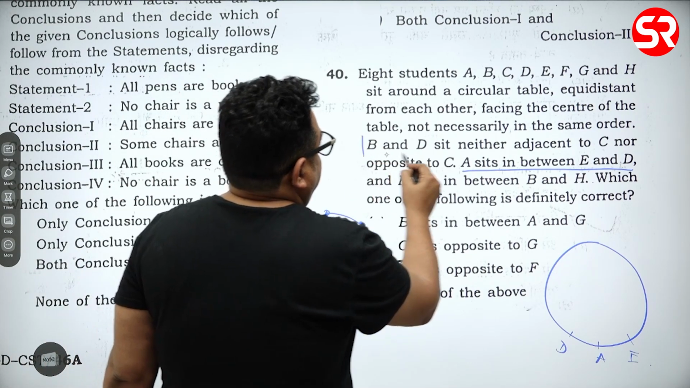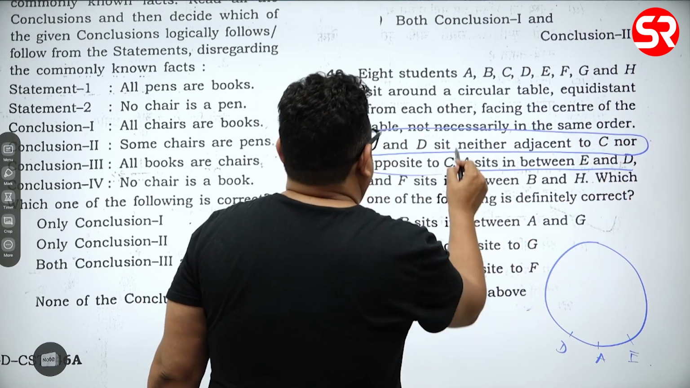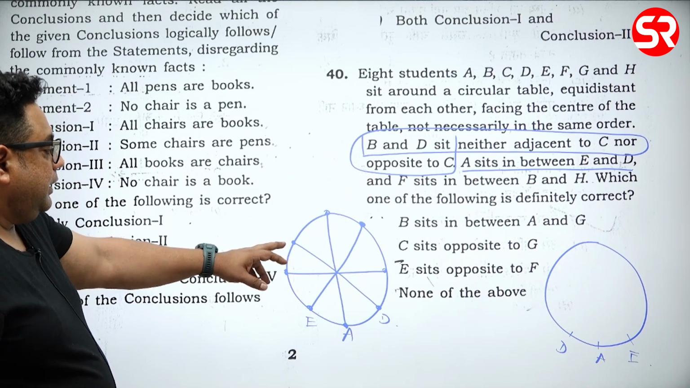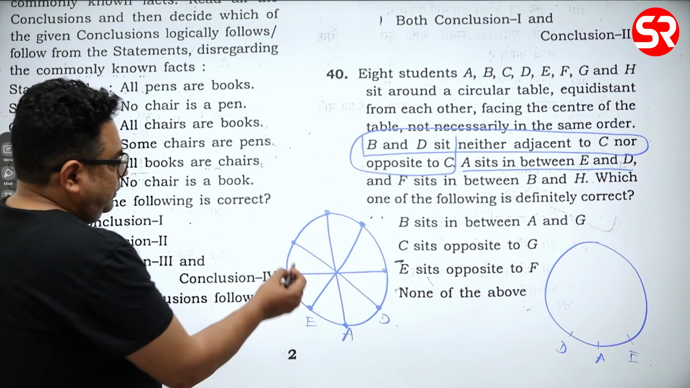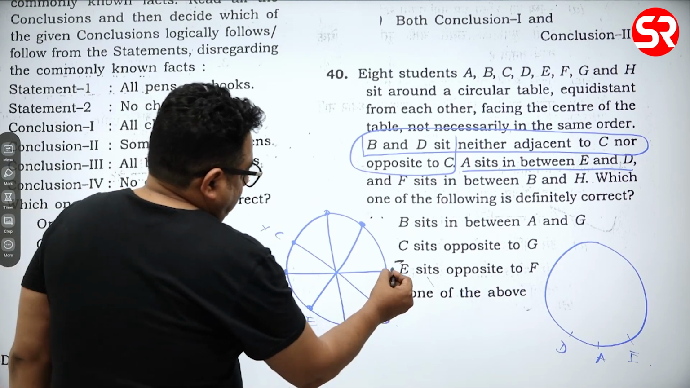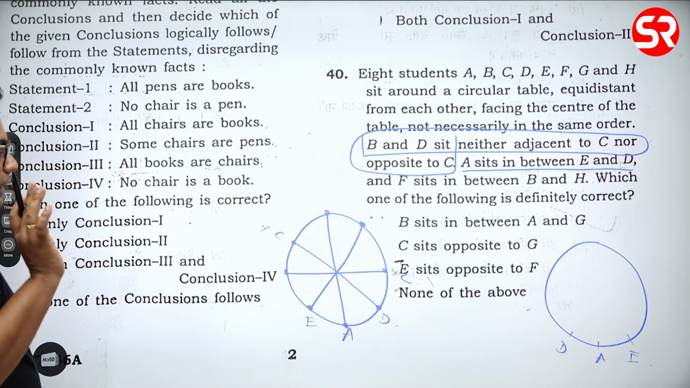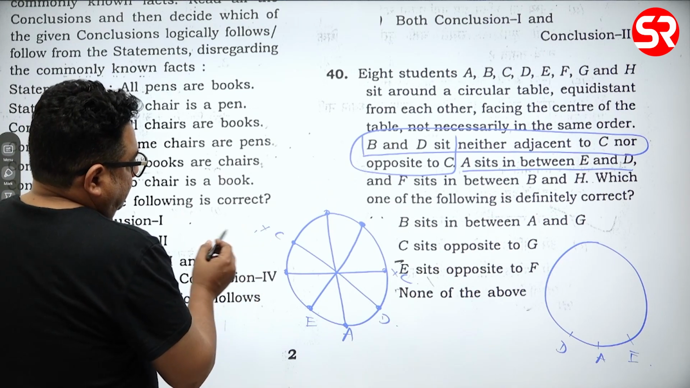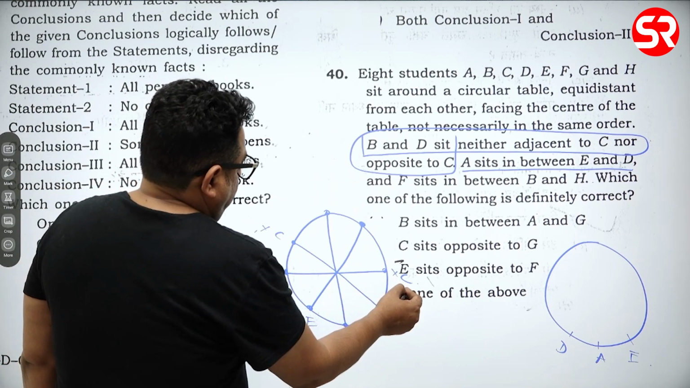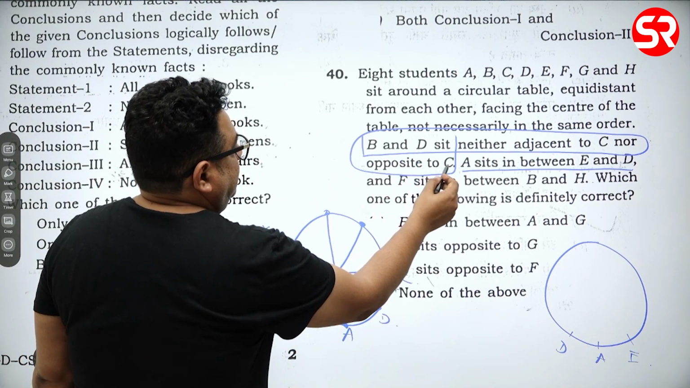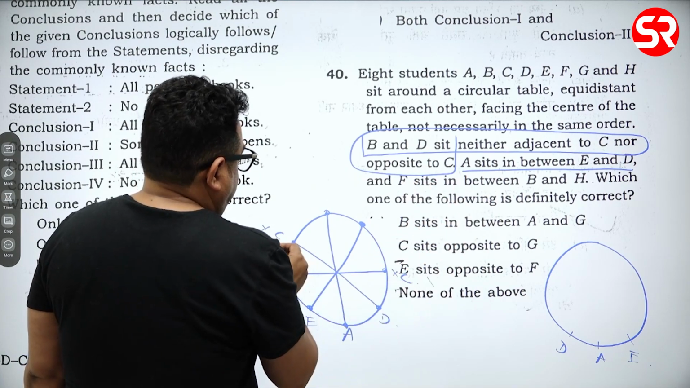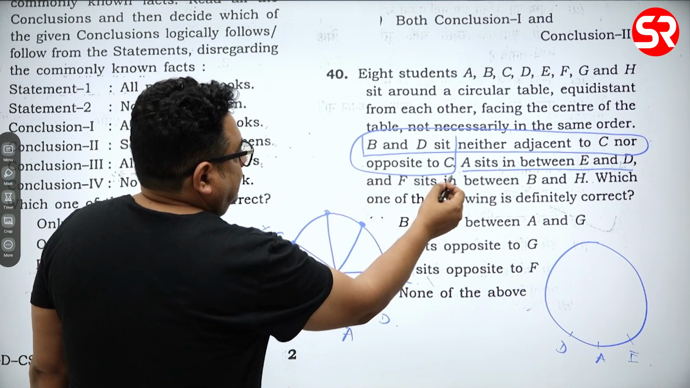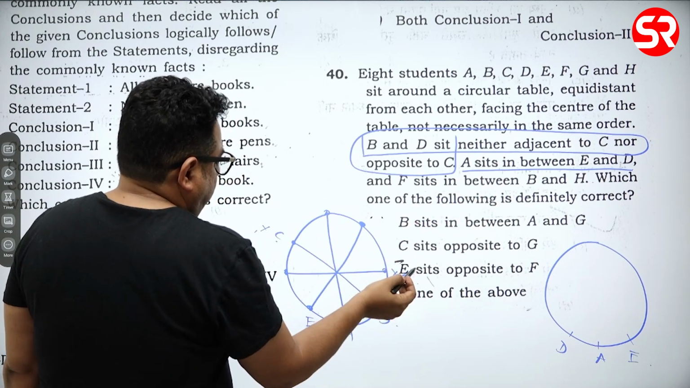B and D sit neither adjacent to C nor opposite C. Alright, B is neither adjacent. D, I know C could not be here, right? C could not be here. I know this thing. Alright, now what exactly is it? A sits between E and D, right? Well, we have already done. F sits between B and H. Similarly, see, B cannot be here. C cannot be here, na? Opposite. B and D sit neither adjacent to, so not here. C. Now B and D, B and H.